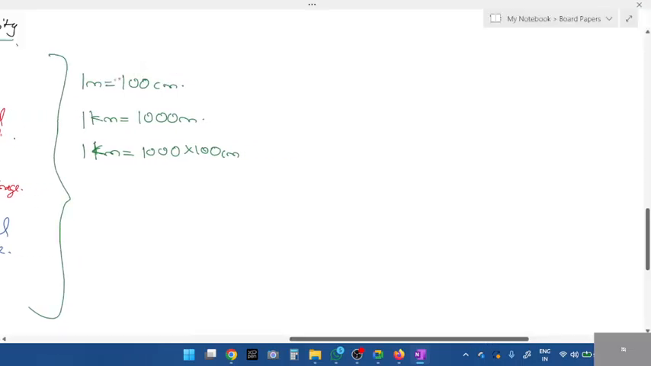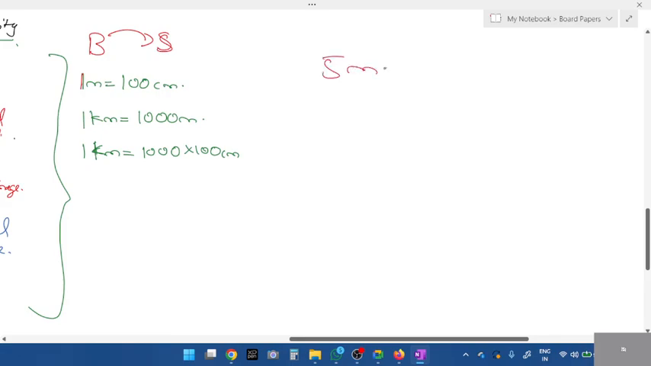Fine. In this, can you explain? Are we converting from greater to smaller or smaller to big, students? Which is greater, 1 meter or 1 centimeter? Yes, meter. So from big to small. From big to small, what are we doing? Multiplying or dividing? Multiply. Okay.